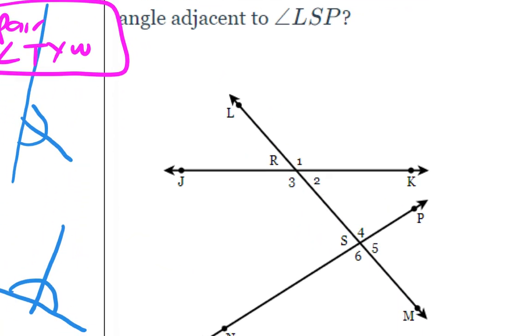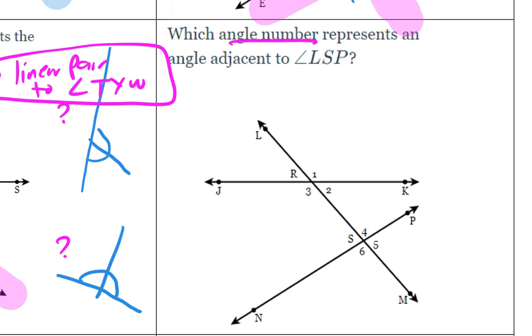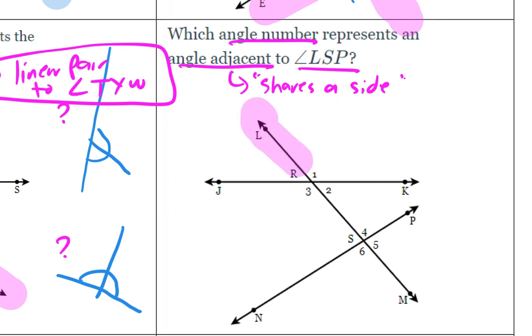Which angle number represents an angle adjacent to LSP? Remember, adjacent means shares a side. So which angle number shares a side with LSP? Let's trace out LSP first. L to S to P, right? LSP, because that's S right there. All right, so shares a side. Which angle shares a side? So this is one side, right? This is another side. So this angle right here shares it, right?